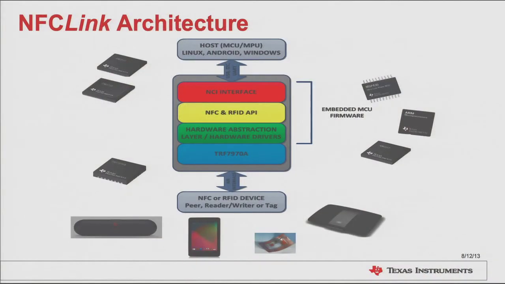The simplified block diagram of the NFC Link architecture is shown here, where the NFC host could be an A8 or A9, ARM, or other microprocessors. The NFC controller running on an embedded MCU could be ARM, MSP430, or other microcontrollers. The TRF7970 is the NFC transceiver, capable of communicating with passive tags, NFC-enabled speakers, handsets, or tablets.